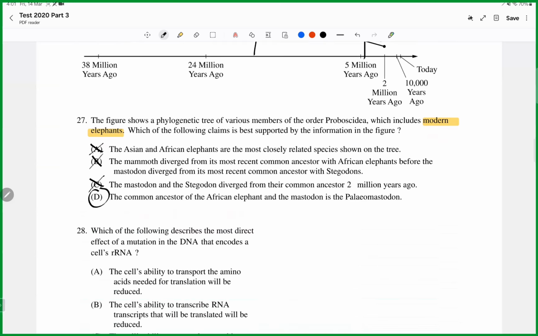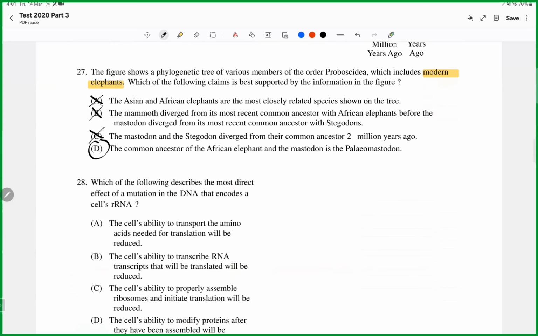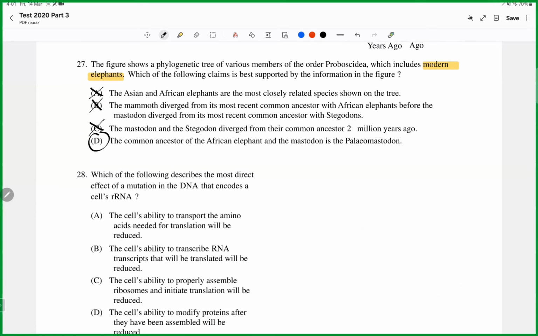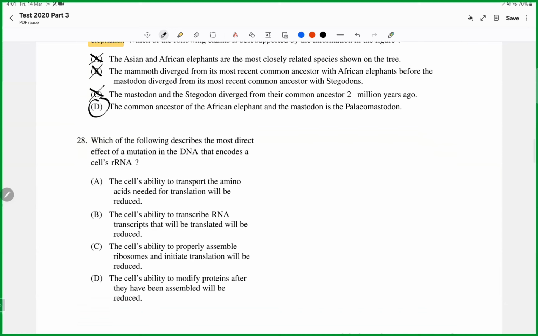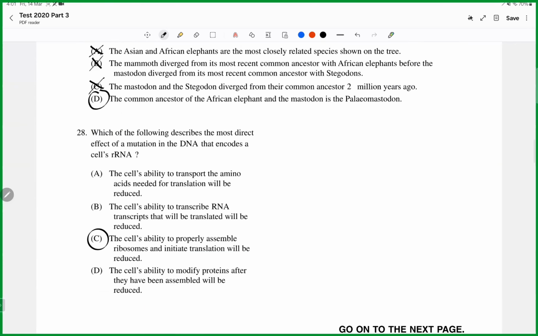Which of the following describes the most direct effect of a mutation in the DNA that encodes a cell's rRNA? rRNA is important for making ribosomes. Look for ribosomes. You said B? Transcribe RNA, that's going to be RNA polymerase. Yeah. So what makes D wrong? Oh, that's rough endoplasmic reticulum. I'm sorry, Golgi apparatus. This is the job of the Golgi apparatus.